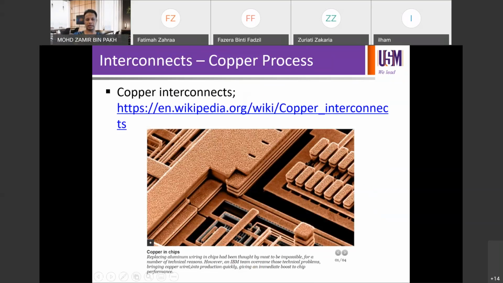Replacing aluminum wiring in chips had been thought by most to be impossible, because traditional circuitry used aluminum wiring. People thought it was impossible to replace aluminum with some other metals back then. For a number of technical reasons, you can look for these reasons if you want to. However, the IBM team overcame those technical problems, bringing copper wires into production quickly, giving an immediate boost to chip performance, right? So you can change the process to use copper instead of aluminum.